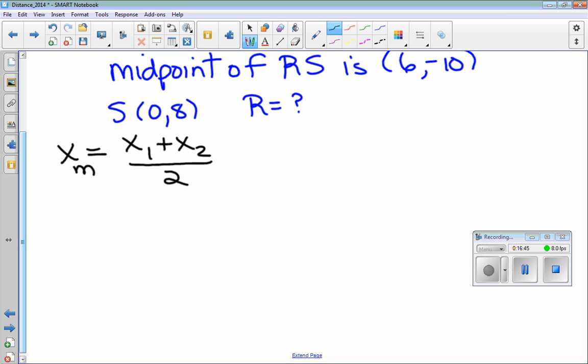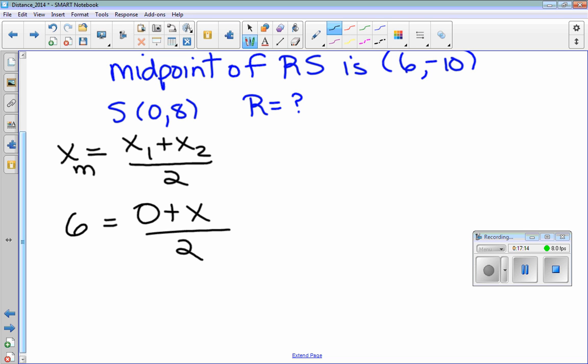Okay, so Taylor, tell me what number goes on the left-hand side of my equal sign. What is the x-coordinate of the midpoint? 6. So you should have a 6 on the left-hand side. Okay? How about x1 or x2? What is the x-coordinate of one of the endpoints, Alex? 0. Good. I don't know the other one, so I'm going to leave it as an x because that's the unknown value.